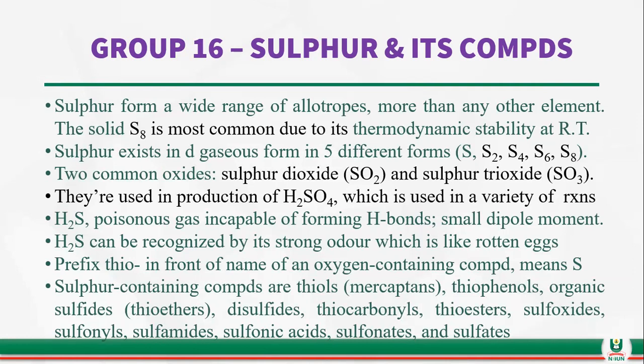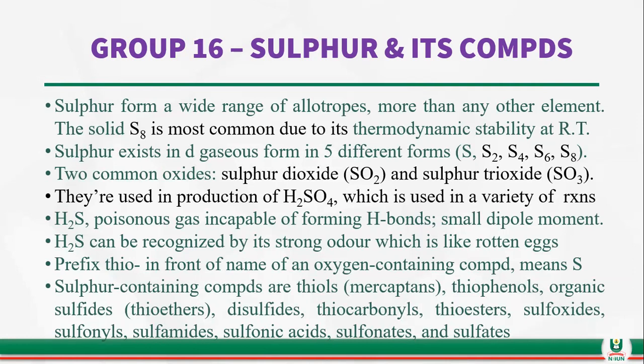Two common oxides of sulfur are sulfur dioxide and sulfur trioxide. They are both acidic oxides because they can dissolve in water to form acid. They are used in the production of sulfuric acid, which is used in a variety of reactions.